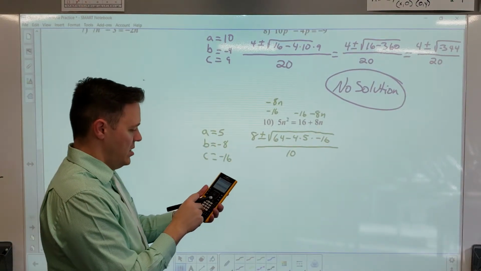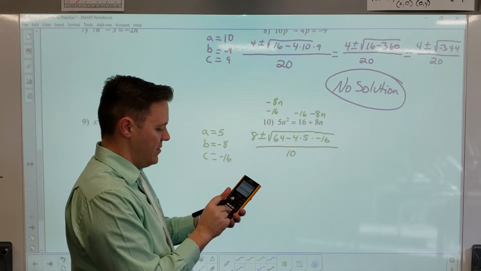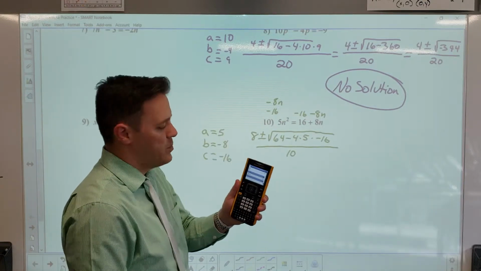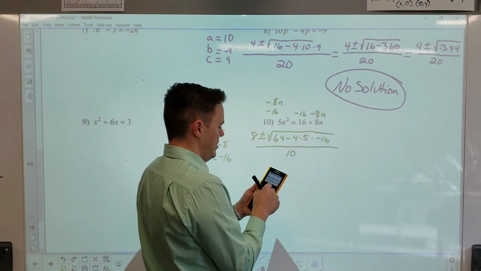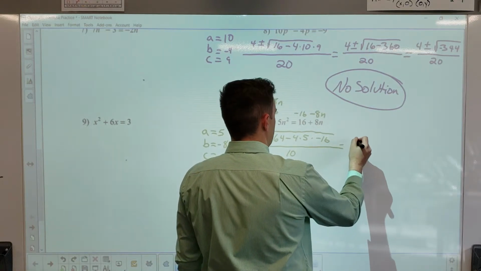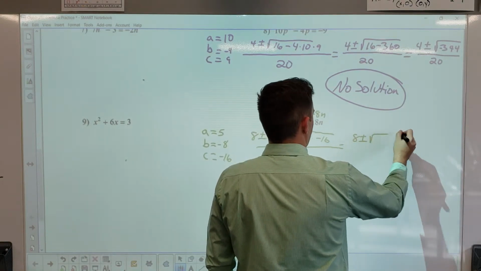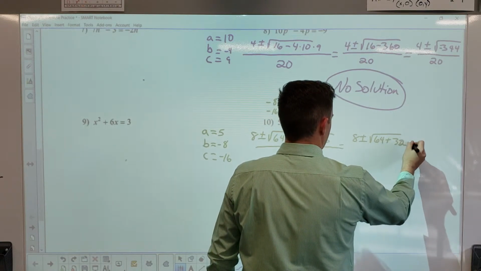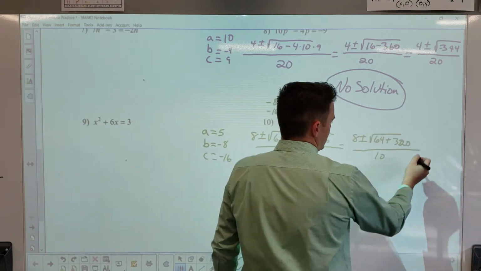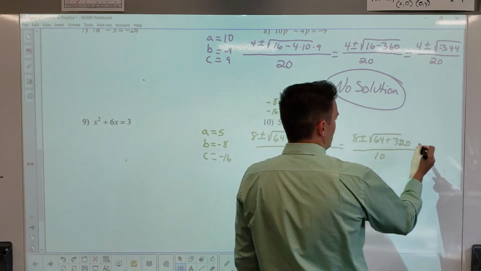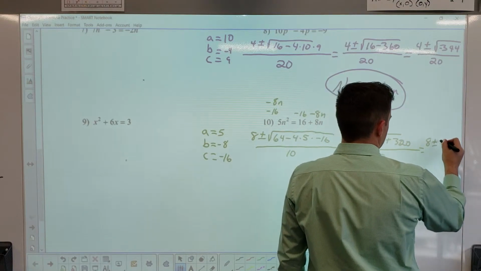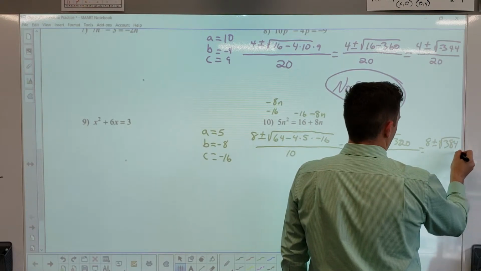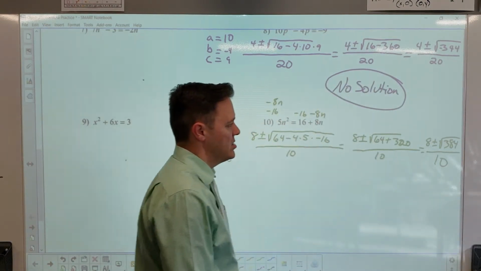All right, so let's try it out. -4 times 5 times -16. In one sequential sequence in the calculator, it's +320. So I know this is going to be 8 plus or minus the square root of 64 plus 320 divided by 10, which I know can be simplified down to 8 plus or minus, and then that would be 384 all over 10. Okay, so there's your answer right there.